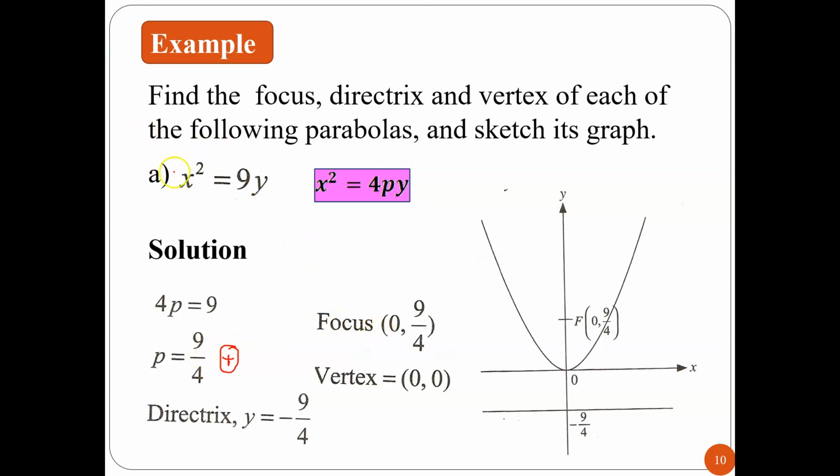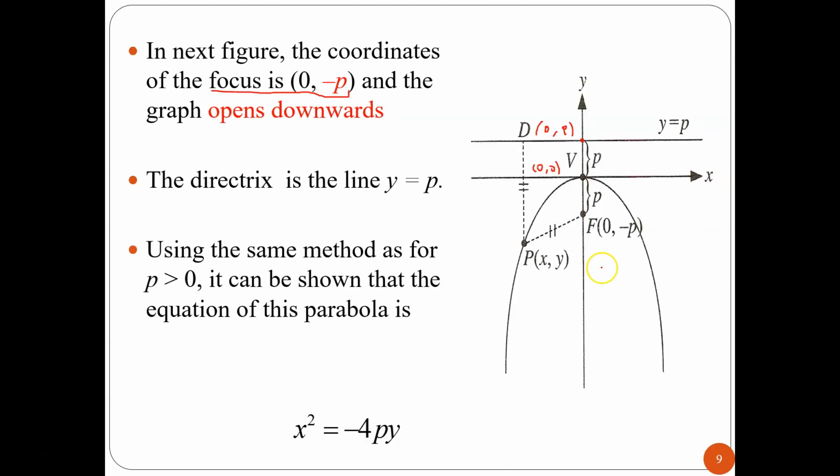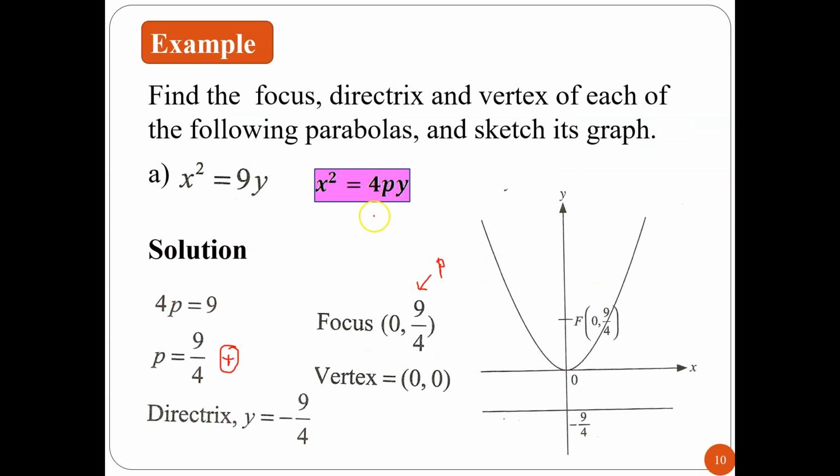From here, we already know that for this case, we directly get our vertex as 0, 0, and our focus is 0, 9 over 4. This is your P. How do I know that? We get the answer directly, because it was mentioned earlier that for a case like this, x square equal to 4py, the vertex is equal to 0, 0. So for this case, the vertex we directly get as 0, 0.